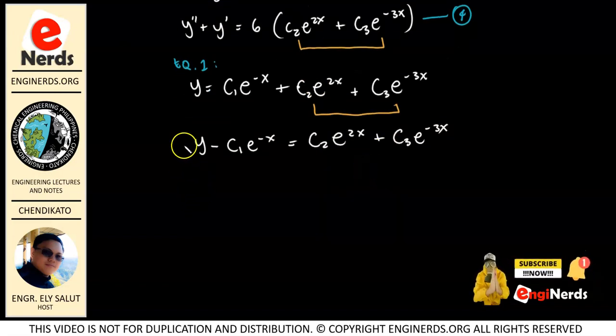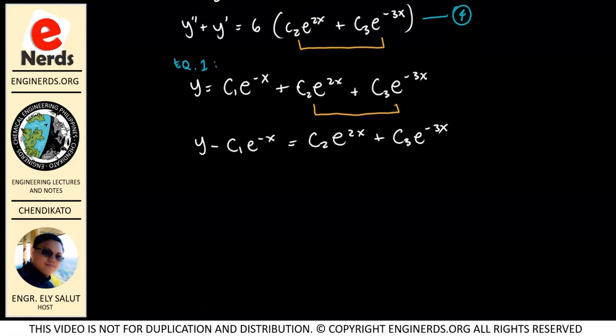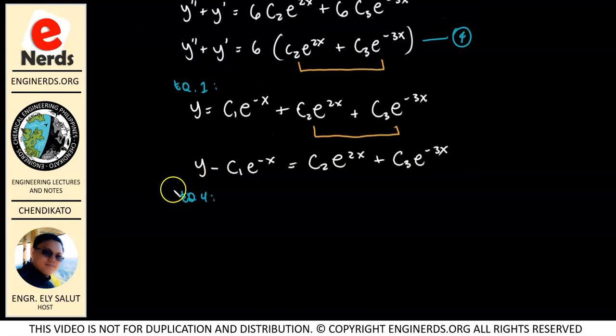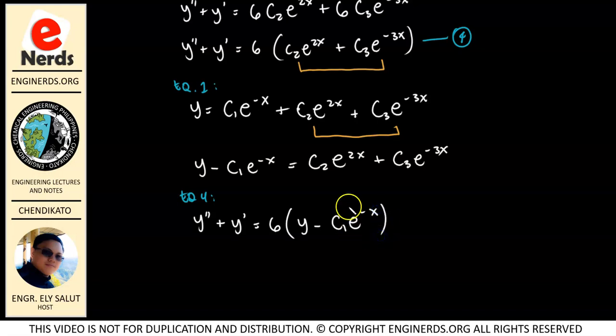Right? So, from equation 4, okay, so let's go back to equation 4. So, our equation 4 states that y2 prime plus y prime is equal to 6 times c2 e to the 2x plus c3 e to the negative 3x, which is this one. And this is also equal to y minus c1 e to the negative x. So, I'm going to substitute that here. So, y minus c1 e to the negative x.